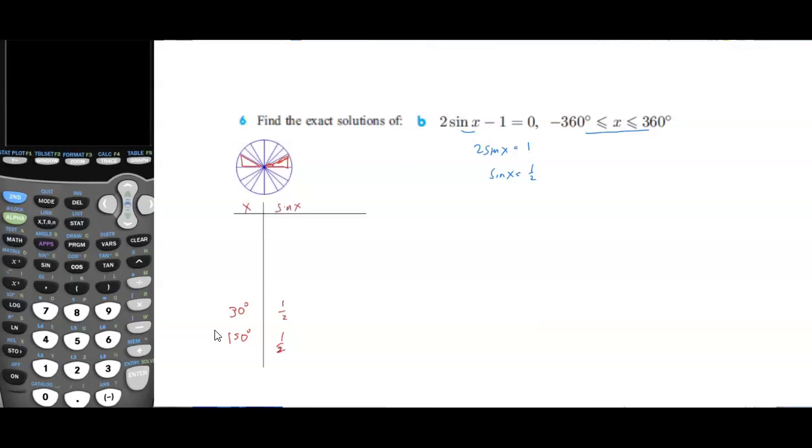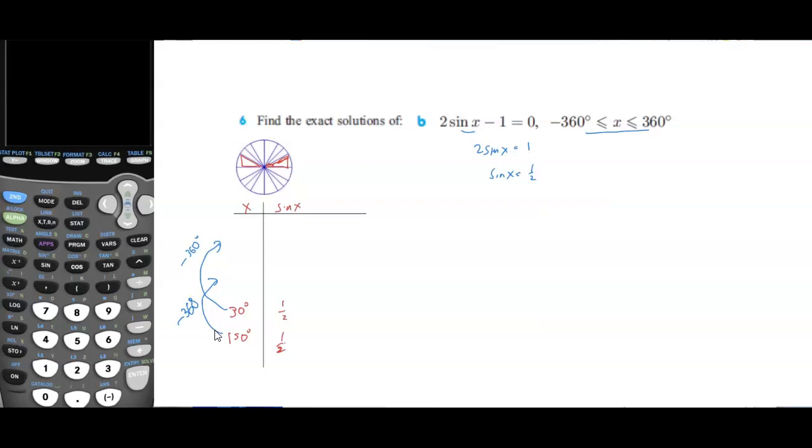Okay. Now, we want all the solutions between negative 360 and 360. We memorized the solutions between 0 and 360, so we know we took care of 0 to 360. Now we need the angles between negative 360 and 0. So we just subtract 360 from each of these solutions, minus 360 degrees and minus 360 degrees, and we generate two more solutions that are these same two red triangles.